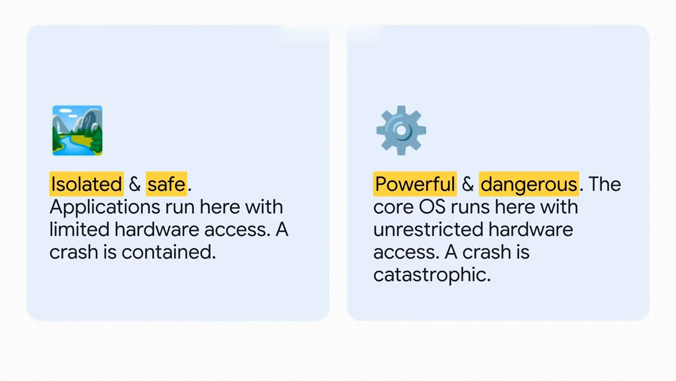So you can see this huge divide, right? Over in user mode, the public city, everything is about safety and isolation. One app crashing is just a local problem, no big deal. But kernel mode, the control center, is all about raw, unfiltered power and direct hardware access. It's super efficient, but also incredibly dangerous, because one little mistake in there is catastrophic for the whole system.